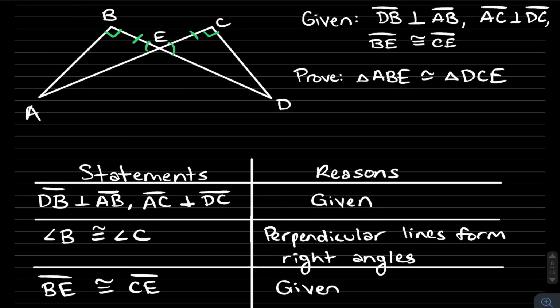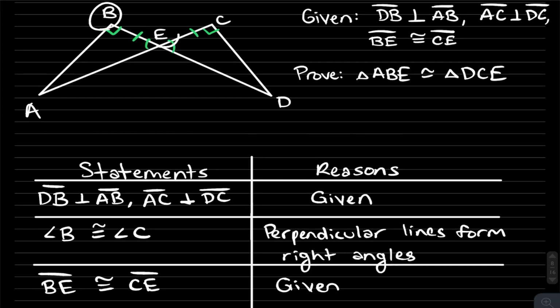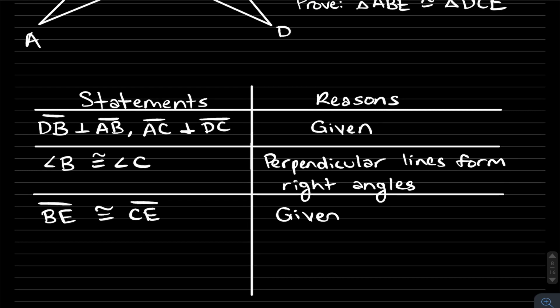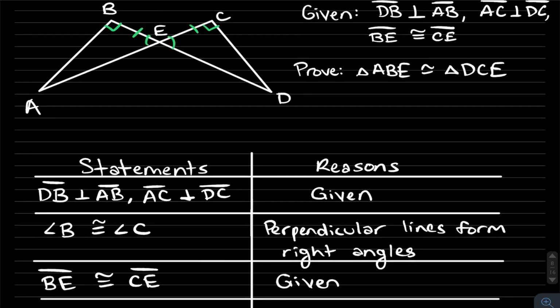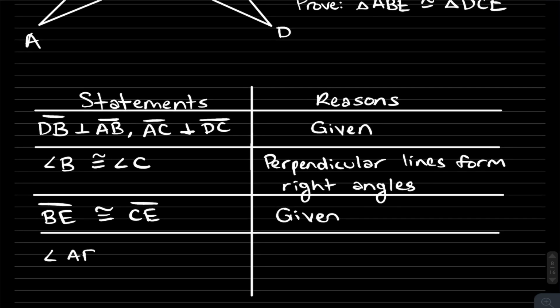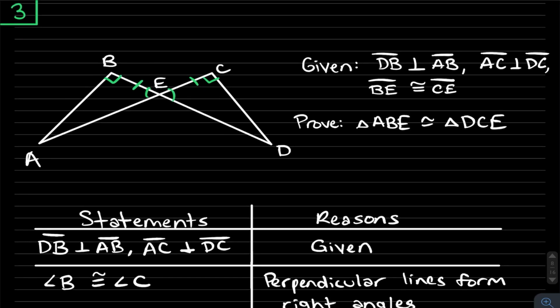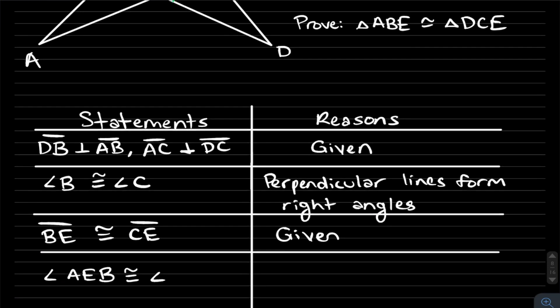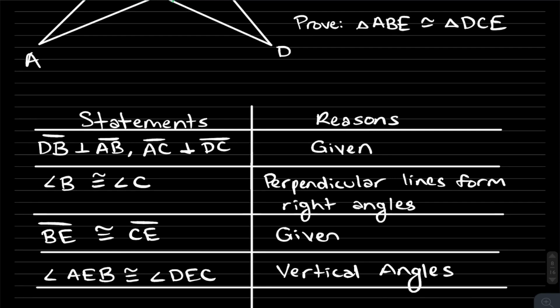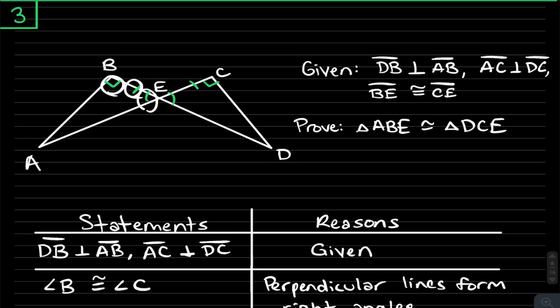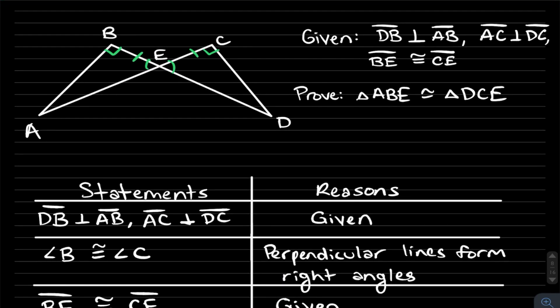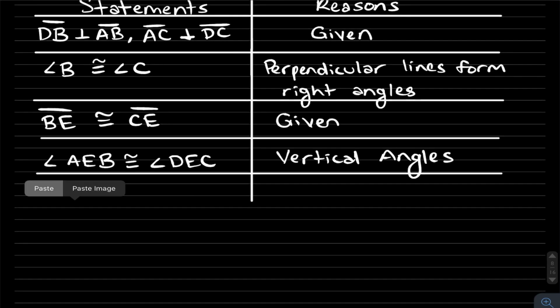Okay, so let's write that. I'll write the angles the other way this time. Here we won't label them angle 1 and 2, we'll just label them with letters. So we'll label them as angle AEB is congruent to angle DEC. Okay, how are they congruent? Well, they're vertical angles. And so now we have angle side angle, and so we know that these two triangles are congruent by ASA.